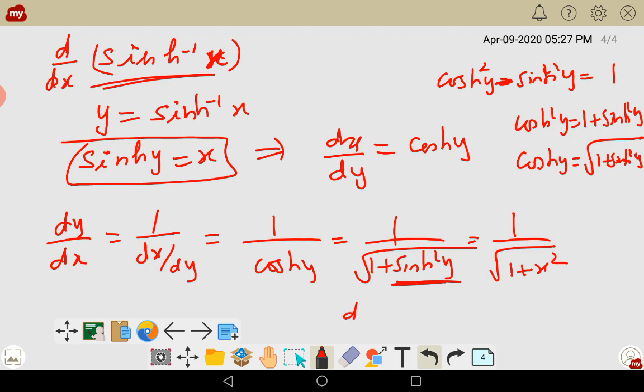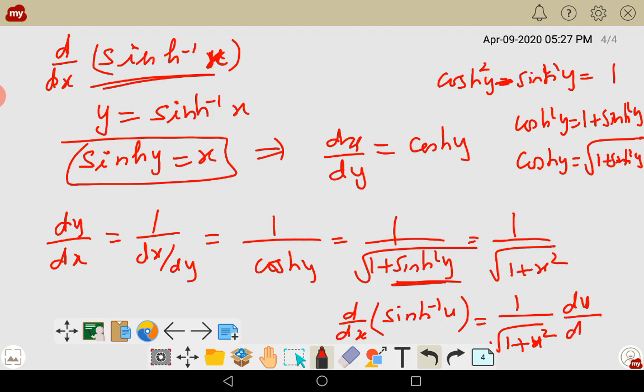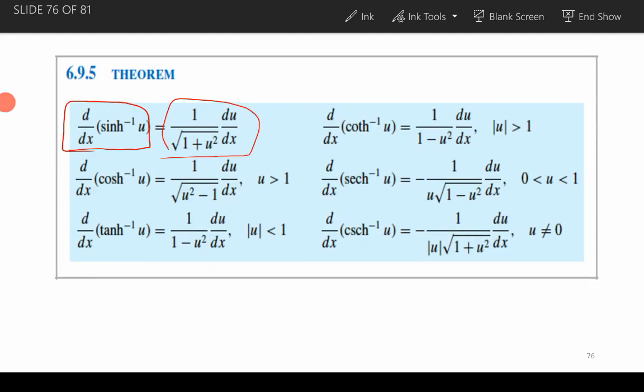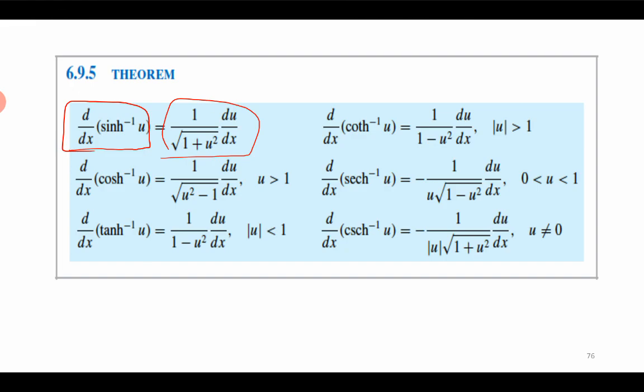If sine hyperbolic inverse u, where u can be any function of x, then you replace the same formula, 1 over square root of 1 plus u square, and then differentiate u by using the chain rule. That is it. The results are tabled here. You can try in a similar way for all other functions. You don't need to derive the formulas; you need to remember them for using them in the exercise problems.